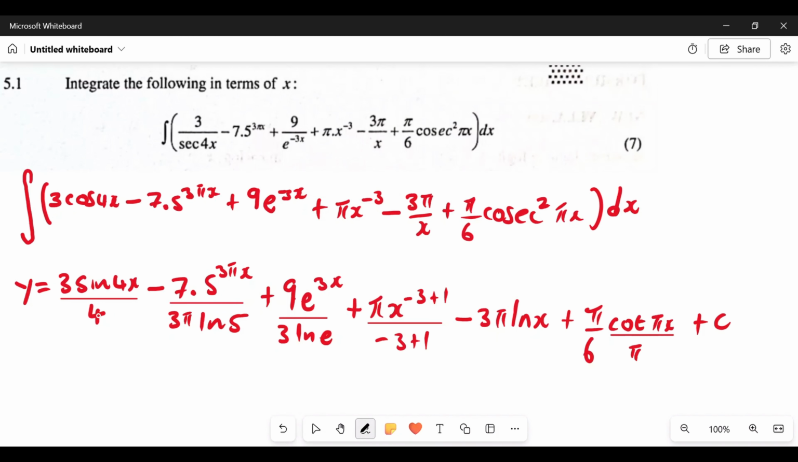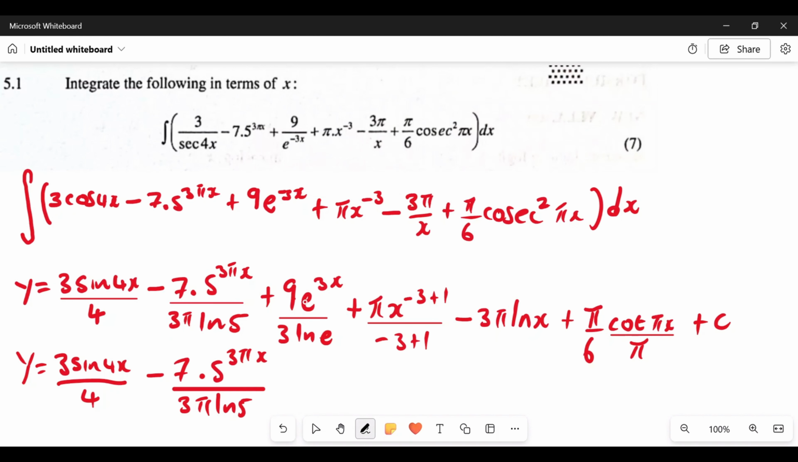So guys, this is how you integrate each and every term here, but we need to simplify each term further. So I'm gonna simplify it here. So the first term is fine, there's no need for us to simplify it. We're just gonna rewrite it as it is. We have 3 sine 4x divided by 4. And also the second term is fine, we're gonna rewrite it as it is. There's no need for us to simplify it because it's already simplified. So let's just rewrite it here. 3 pi and natural log 5 then.